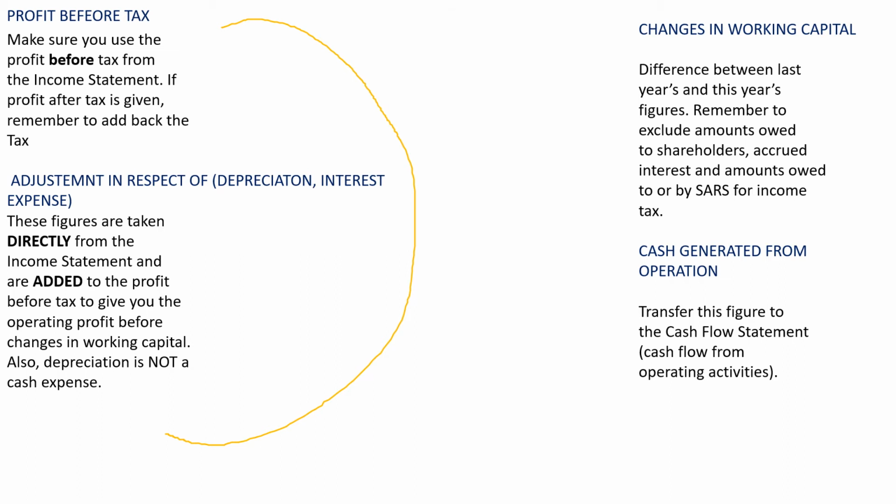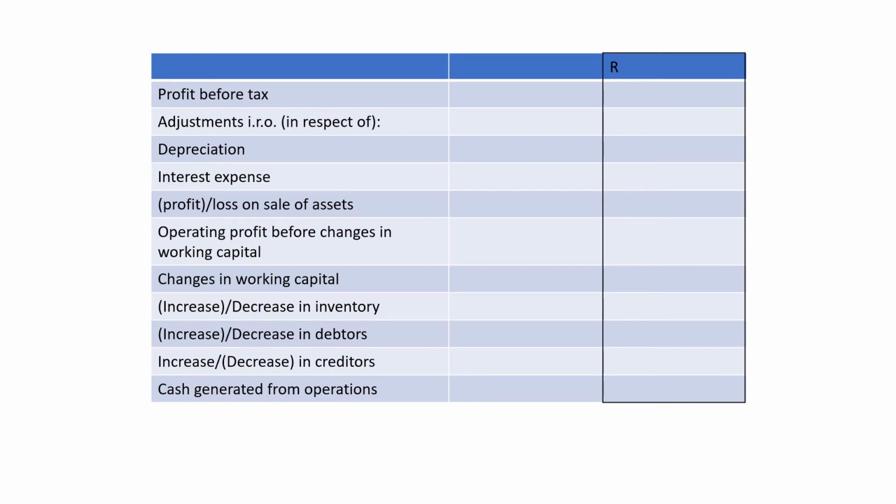Okay, so I'm just going to explain how changes in working capital works. Okay, so you see this part here, right? You see that it has an increase or decrease, an increase or decrease, where increase is in brackets, and then for creditors the decrease is in brackets. So I'm just going to explain that part.